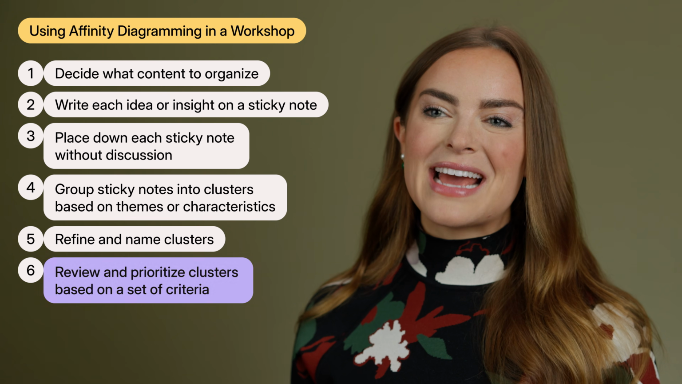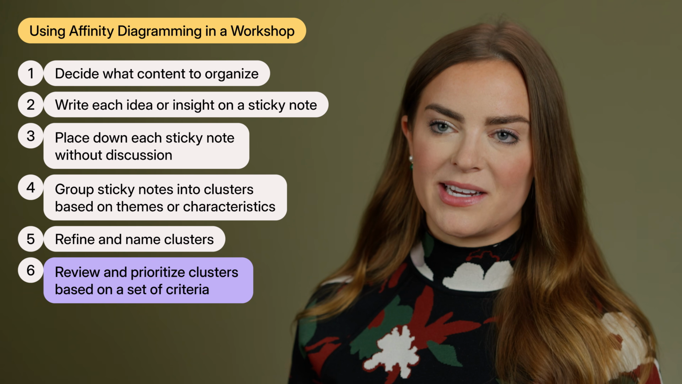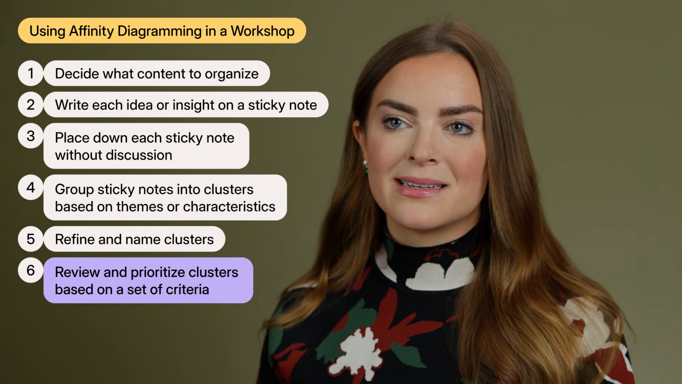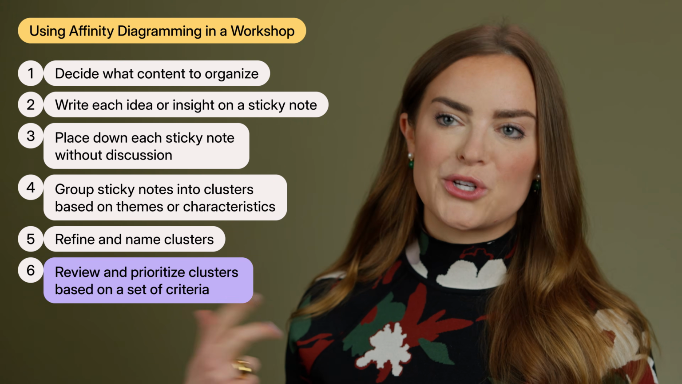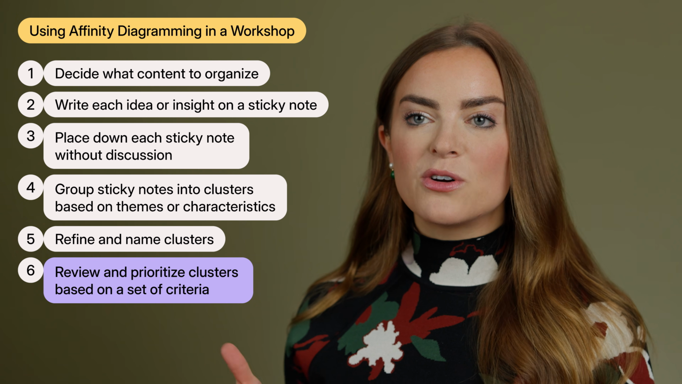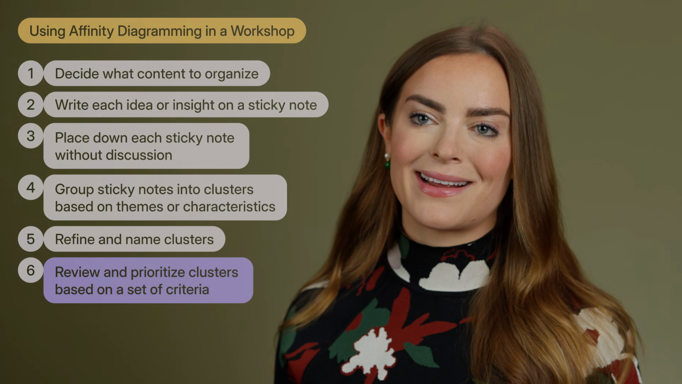6, you'll begin to review the clusters and prioritize them based on a predetermined criteria set. For example, if you're affinity diagramming ideas, this could be impact to the user, feasibility, return on investment, or even market differentiation. This prioritization is oftentimes done democratically and collaboratively via dot voting. The result will be a prioritization of clusters from which you can then further unpack those most important clusters or do another round of ideation.